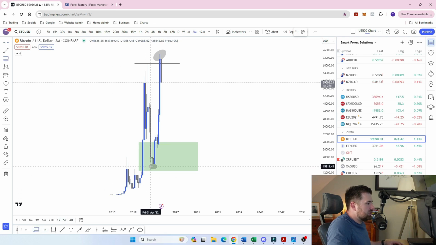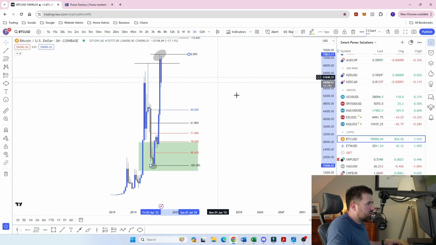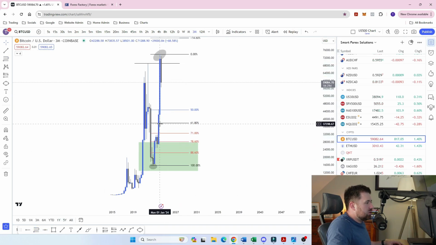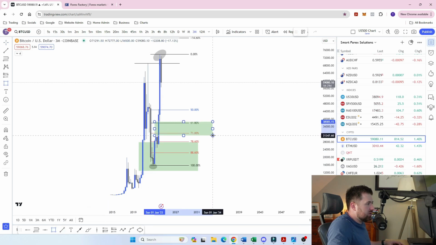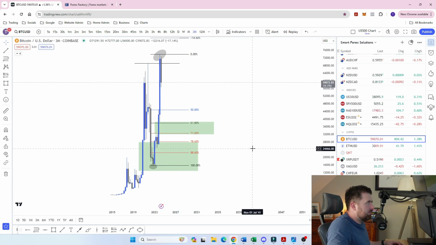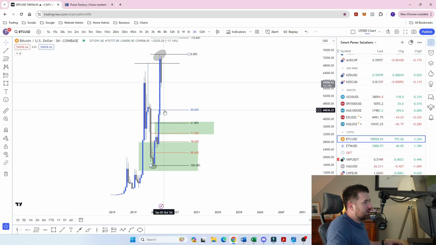So if we measure from the bottom to the top of this trading range, you've got 61.8%, which is literally covering this area of inefficient price action. Do not be surprised if you see Bitcoin dropping to this level here. Okay, do not be surprised if you see Bitcoin dropping to that level there, because that would bring you into a discount area.